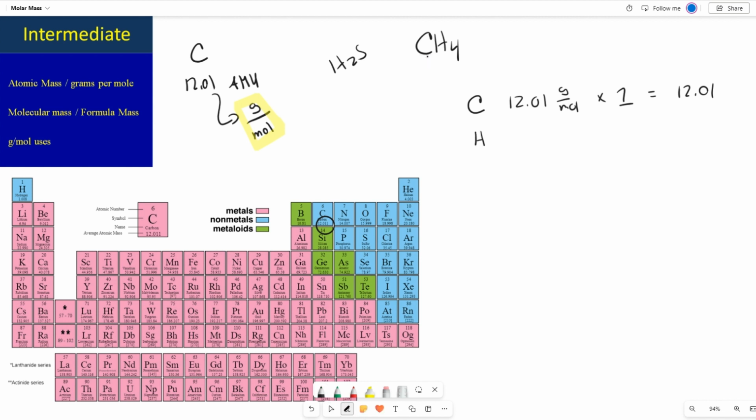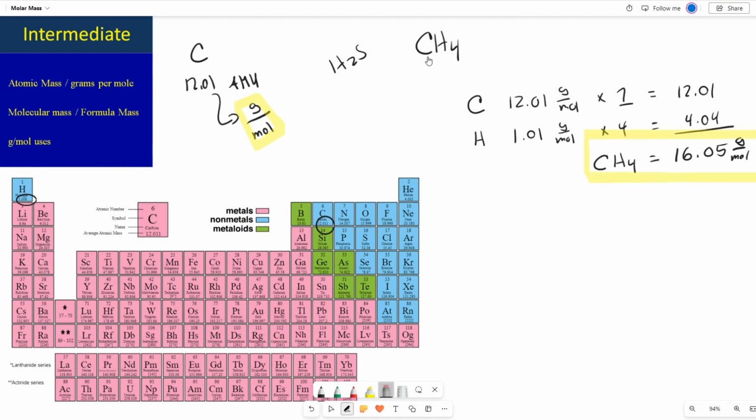And then the atomic mass for hydrogen is 1.01 grams per mole. And there's 4 hydrogens in the molecule, so that's going to give us a total of 4.04 grams per mole from the hydrogen. Then you just add them all together, and that comes out with 16.05 grams per mole. And that is the formula mass or molecular mass for methane. See how we just added the individual atomic masses together.